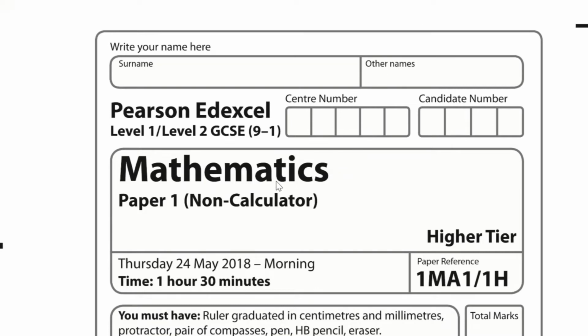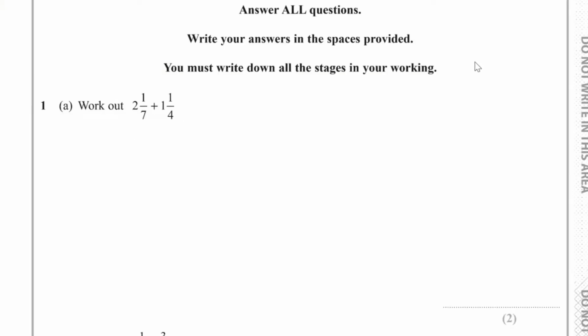This is the Edexcel GCSE 9-1 Maths Higher Paper 1, which is a non-calculator paper, and it's from the June 2018 series. Question number 1 for part A. We have to work out 2 1/7 plus 1 1/4.